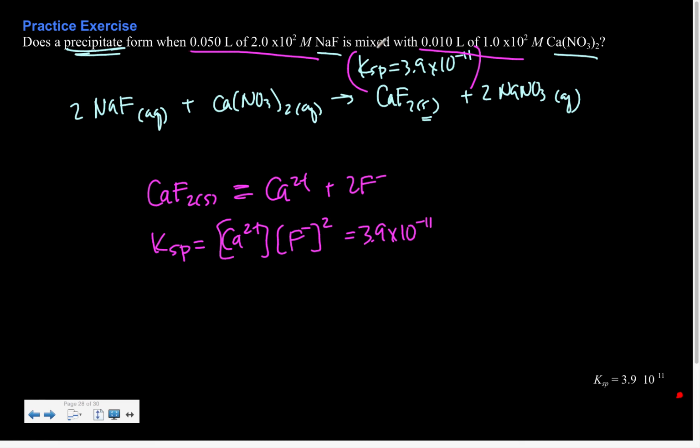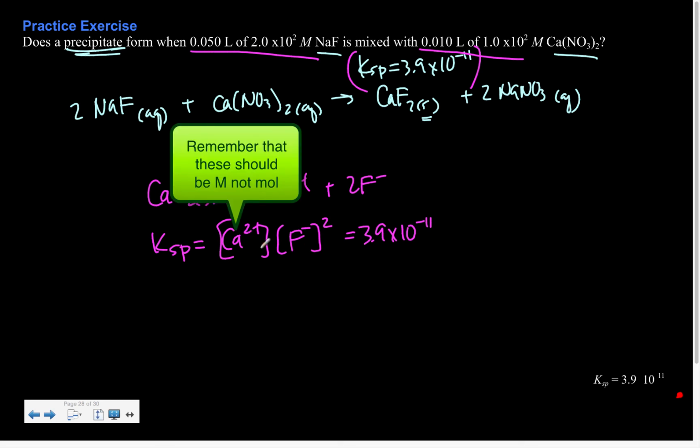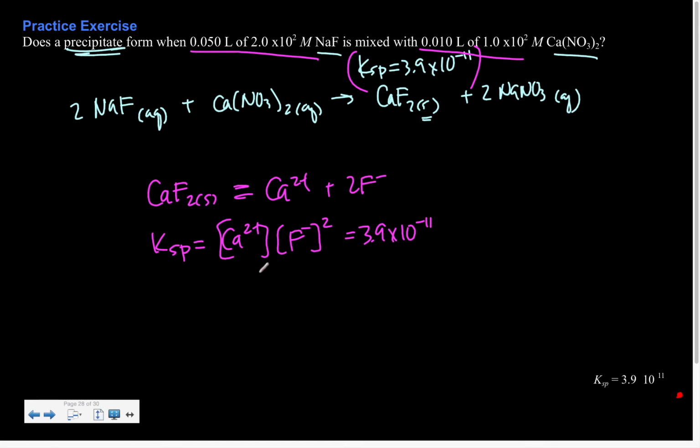Do be mindful that we have to add these volumes together, so we actually have a new molarity. We'd have to take my moles of each and divide by my new volume to get the molarities of each of these. Once I get the molarities, I can plug that in, and that's going to give me my Q for this reaction. Then I'll compare that Q to my Ksp to see if my calcium fluoride is going to precipitate, meaning go in this direction, or if it is going to dissolve and move in this direction.